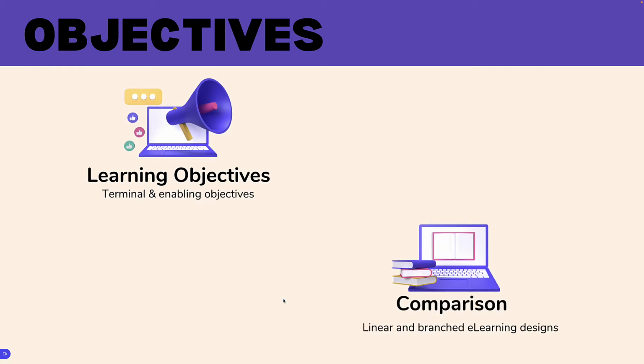All right, so in this video, I'm just going to cover two things. One, I'm going to talk a little bit about learning objectives and make sure you feel really confident in the difference between terminal and enabling. I have some examples. And then I also want to do a quick comparison of linear versus branched e-learning designs.